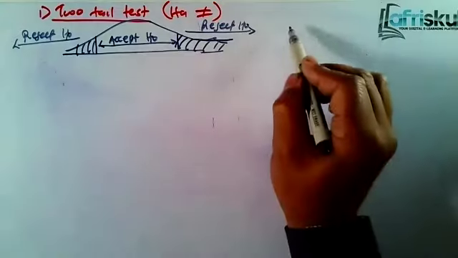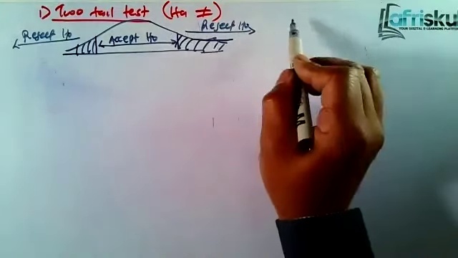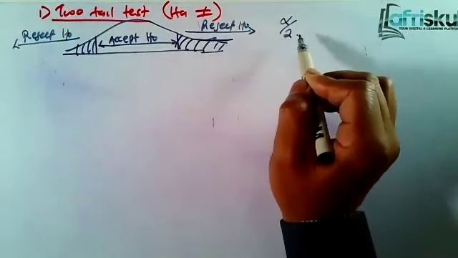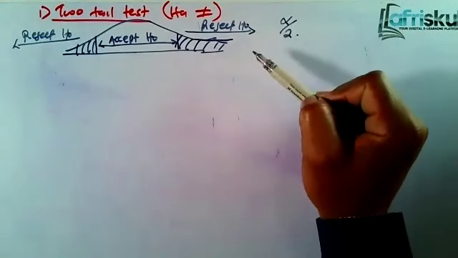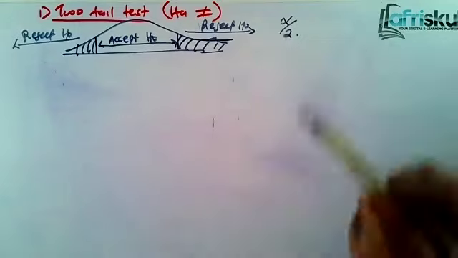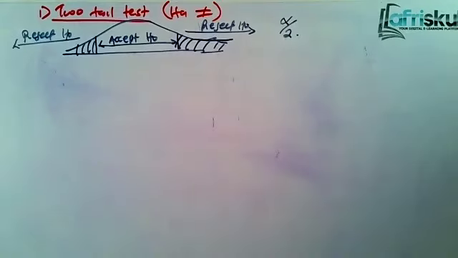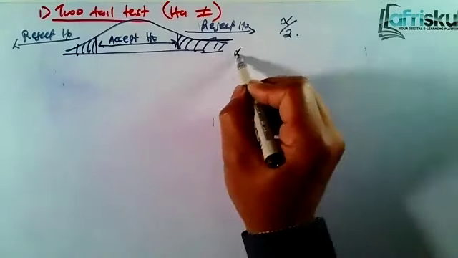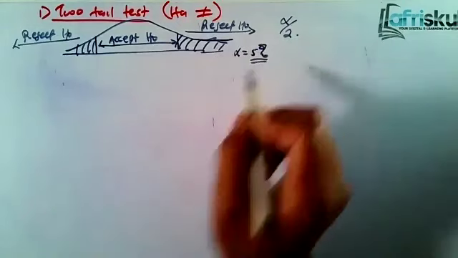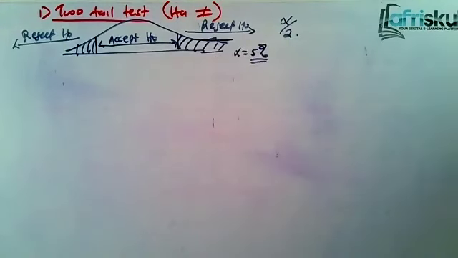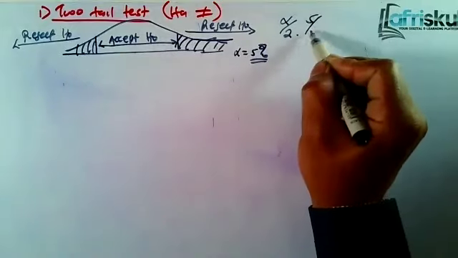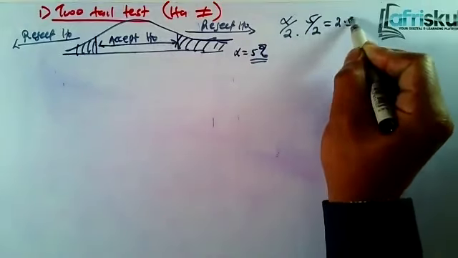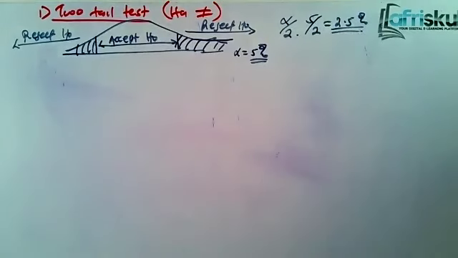And in this case, how do we get our alpha? You take alpha divided by 2. Alpha tumesema is the significance level. If you're told that the level of significance, alpha, is 5%, since we're using the two tail test, you divide by 2. So itakuwa 5 divided by 2, which is 2.5%.